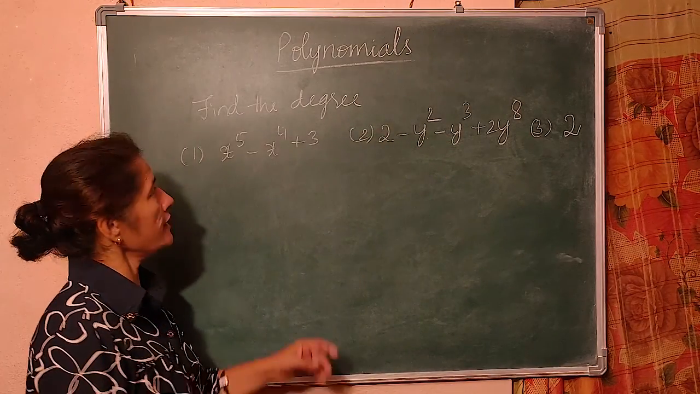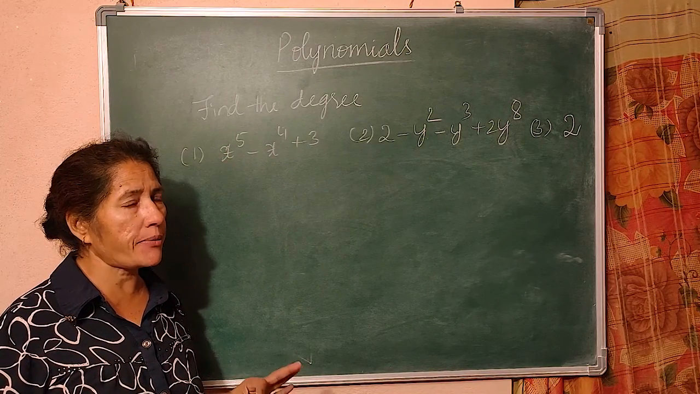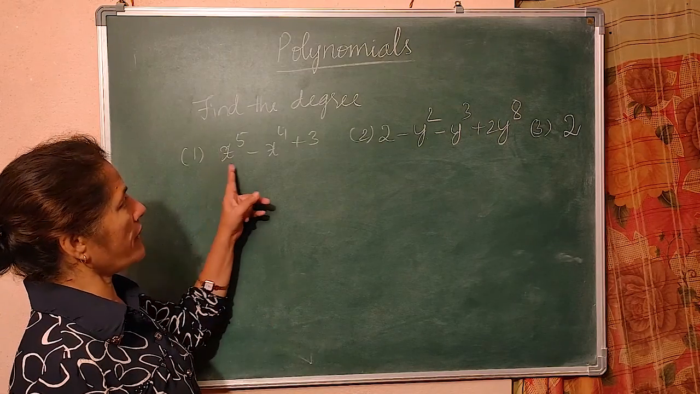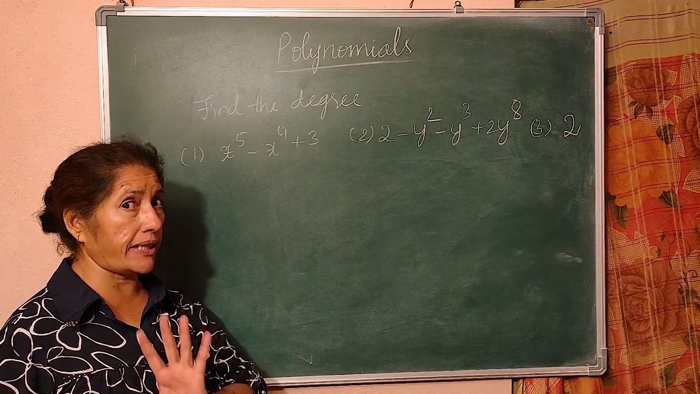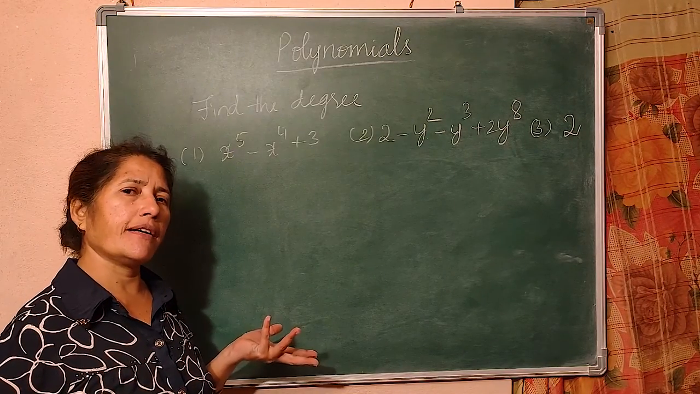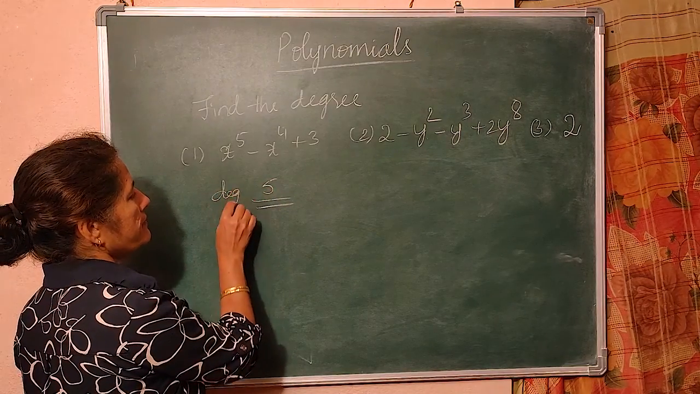What is the question? Find the degree of this polynomial. What did I say degree means? Highest power of the variable. Here, how many variables are there? Only one variable, that is x. What is the highest power? 5. So what is the degree? 5. Finished. Degree is equal to 5.